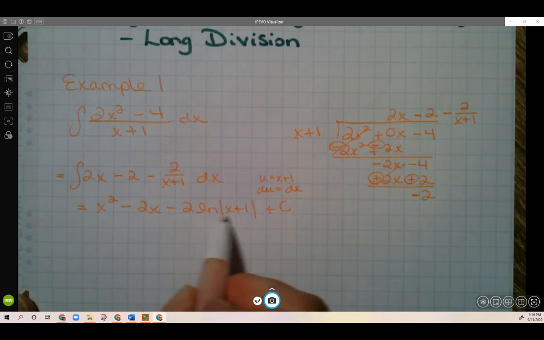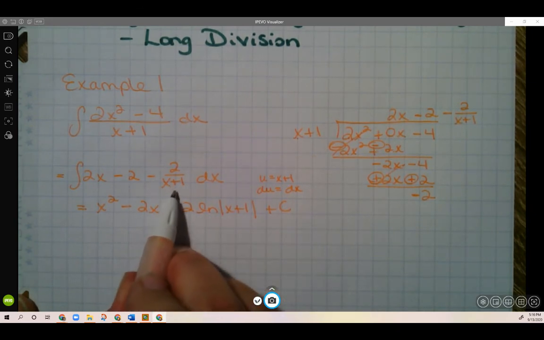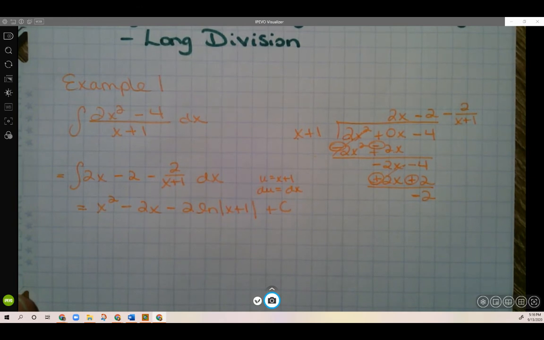Now, if I lost you a little bit there on the integration of that last term, go back and review integration by substitution.